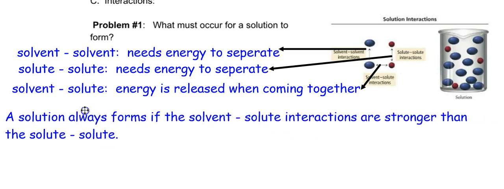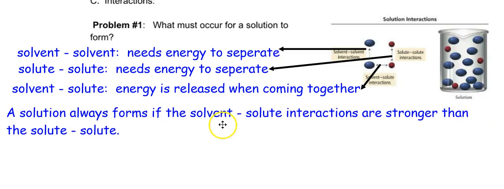A solution always forms if the solvent-solute interactions are stronger than the solute-solute interactions. So in other words, if the solute particles like each other so much that they don't want to spread out, or they don't want to separate, they don't want to be attracted to the solvent, it's going to be considered insoluble. But if the solvent attraction to the solute is great enough, it will dissolve.